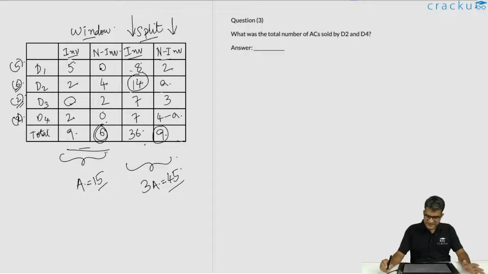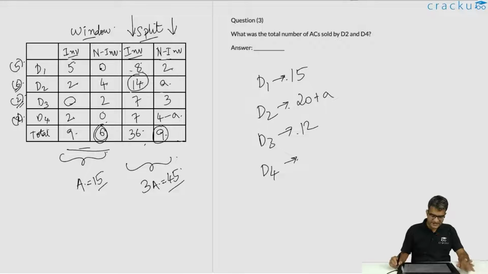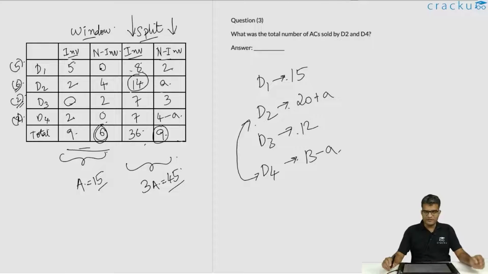What is the total number of ACs sold by D2 and D4? D1 sold how many? 5 plus 8 plus 2 is 15. D2 sold how many? 2 plus 4 plus 14 plus A is 20 plus A. D3 sold how many? 2 plus 7 plus 3, which is equal to 12. D4 sold how many? 2 plus 7 plus 4 minus A, which is equal to 13 minus A. So the total number of ACs sold by D2 and D4 will be the sum of 20 plus A and 13 minus A, which is equal to 33.